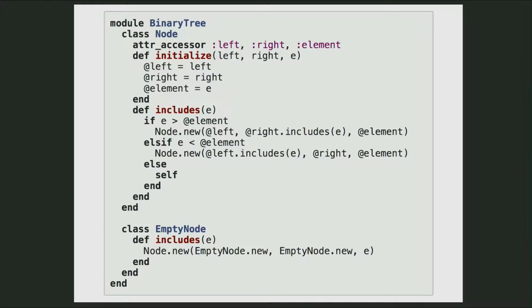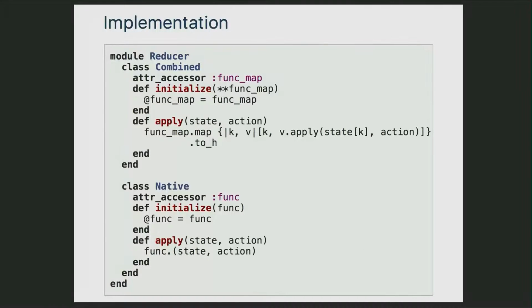And there are two types of nodes. As you can see, two classes. One class is node, and the other class is empty node. But you don't have to hear about the detail. What I'm going to show here is the similarity between the tree and the reducer. So here's the reducer, right? You also have two types. And this is so close to what I just showed you in my previous slide. It also has two types, right? Native and combined. But this is really complex.